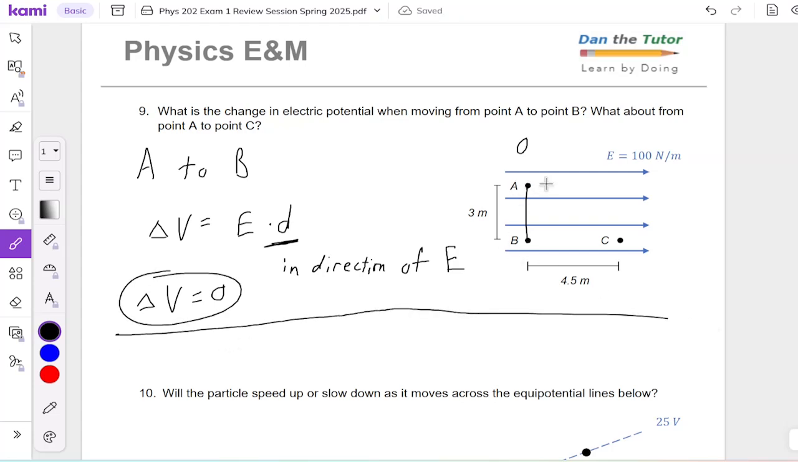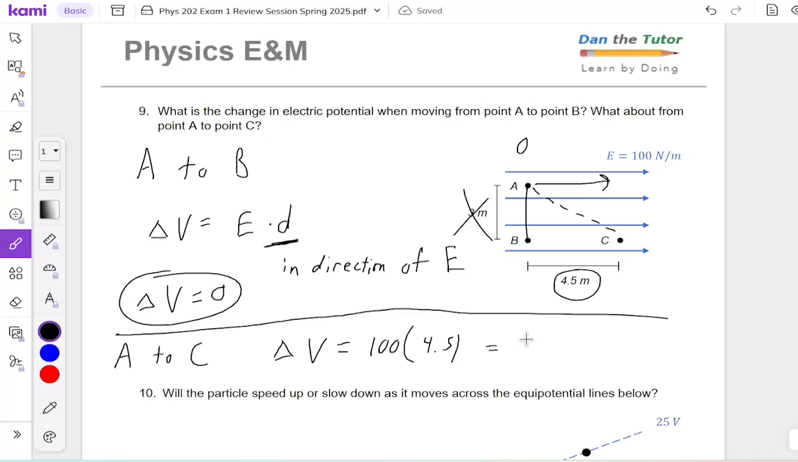Now, A to C is not going to be as easy. But I do have good news about A to C. And that is, well, first some bad news. The bad news is if you like Pythagorean theorem, we are not doing Pythagorean theorem, which, I'm sure you're jumping for joy. But the reason why is I only care about the distance going that way. In other words, I only care about the 4.5 meters. I don't care about the 3 meters at all for this problem. So in other words, delta V equals electric field 100 times distance 4.5. I'm going to get 450 volts is the units. And then can someone tell me if it should be positive or negative?